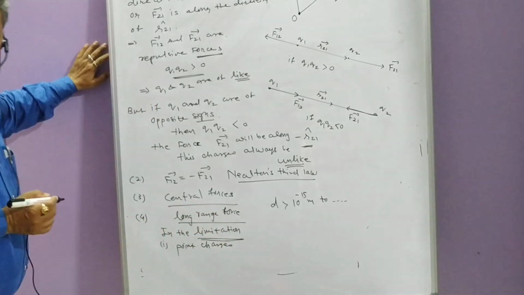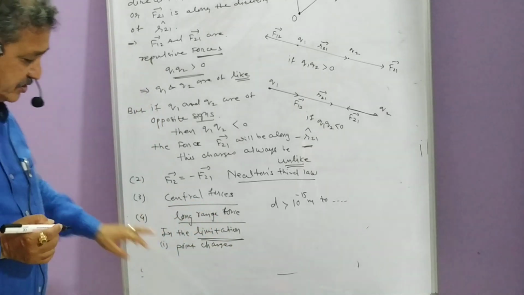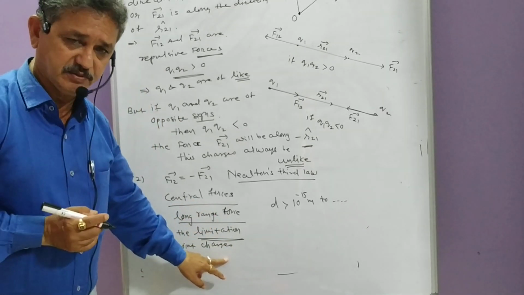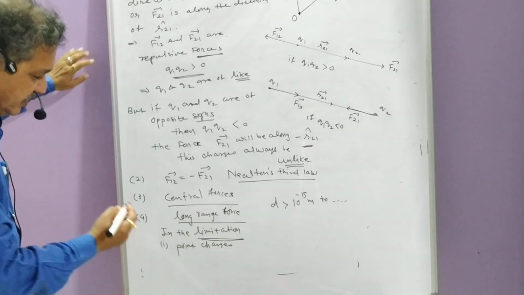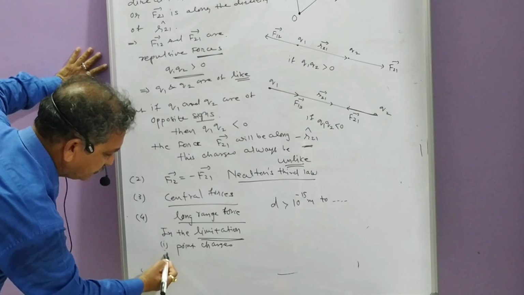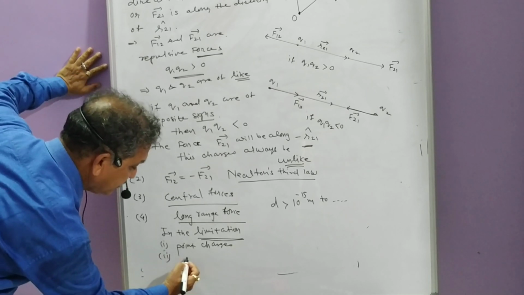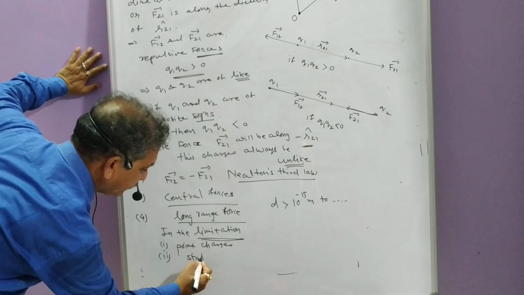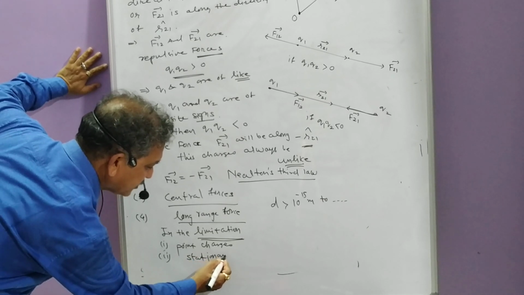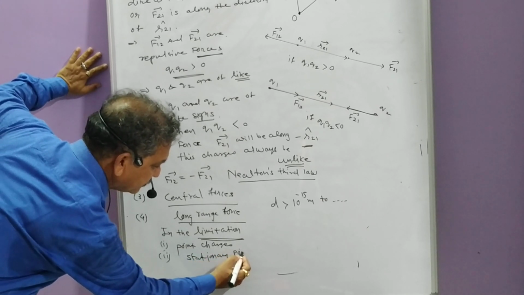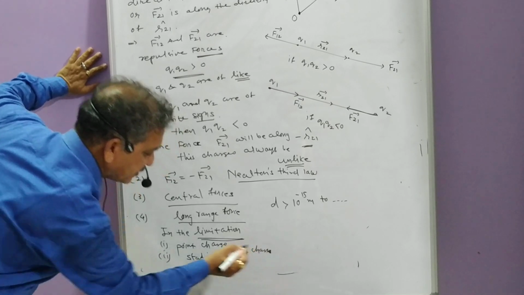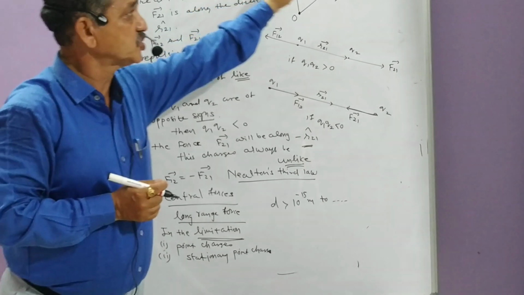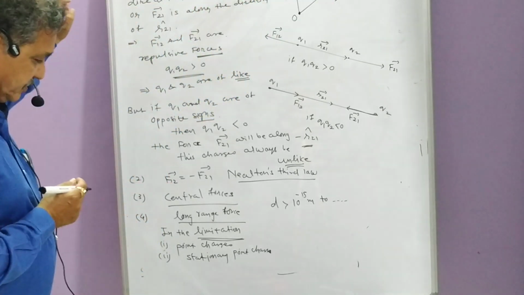What is the meaning of point charges? Their sizes must be smaller than the separation distance between the charges. Second point, these charges should be stationary point charges. Stationary means the charges must be at rest.